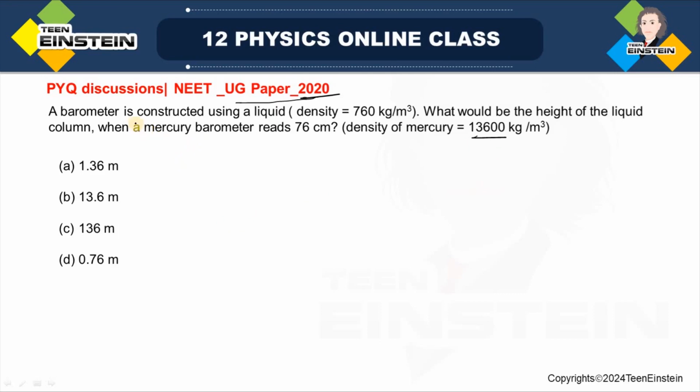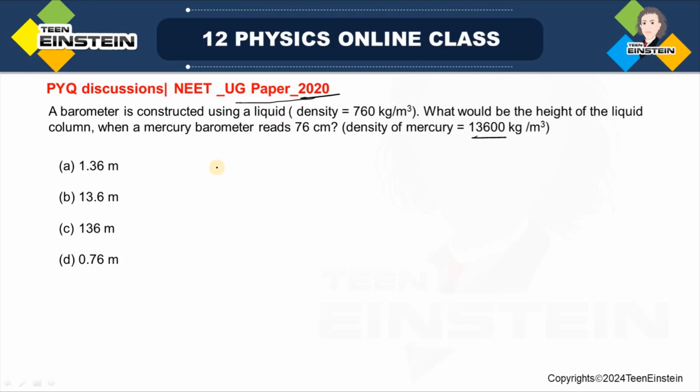So a barometer has been constructed using a liquid which has density 760 kg per meter cube. Now when the barometer reads the pressure of 76 centimeter of Hg, for that particular pressure, what will be the height of the liquid column in that barometer constructed with the given liquid? So this is the question.